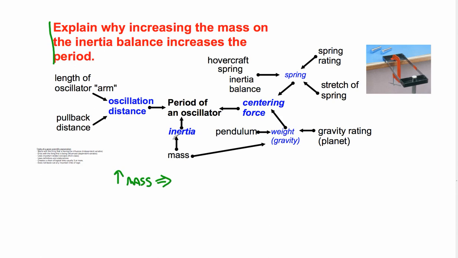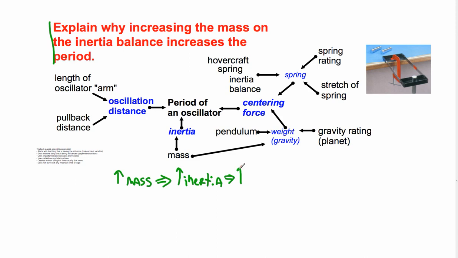Therefore, it must be the inertia that affects the period, and in fact, mass does affect inertia. So greater mass leads to greater inertia. If you want to read about inertia, don't forget handout 8 from Unit 1. Now, there's a logical link. Now we want to put an elaboration or a definition link in here.